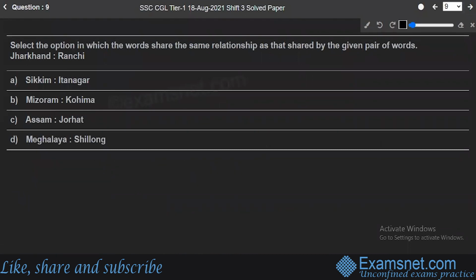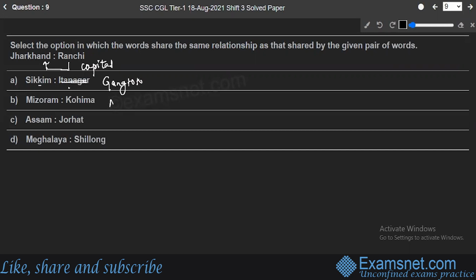Question number 9. Select the option in which the words share the same relationship as shared by the given pair of words. And the given pair of words are Jharkhand and Ranchi. Options are Sikkim, Itanagar, Mizoram, Kohima, Assam, Jorhat, Meghalaya, Shillong. See, if I'm seeing the option Jharkhand and Ranchi, then Ranchi is the capital of Jharkhand. Similarly, if I'm looking at Sikkim, Itanagar, no, Itanagar is not the capital of Sikkim. Sikkim's capital is Gangtok.